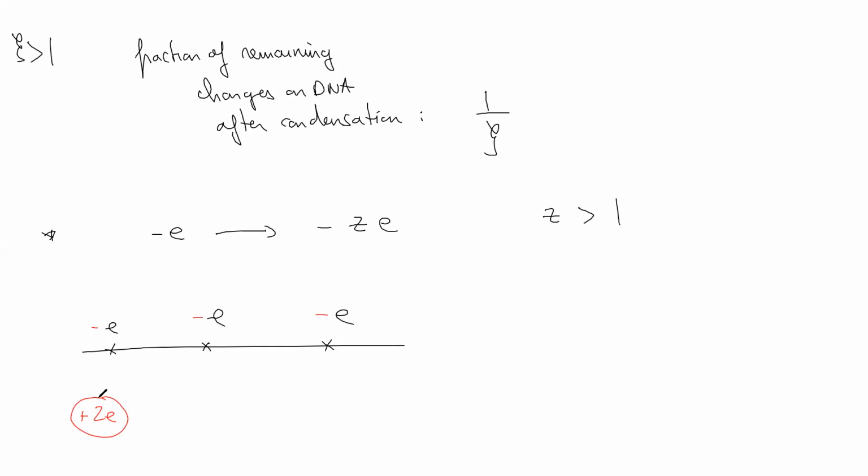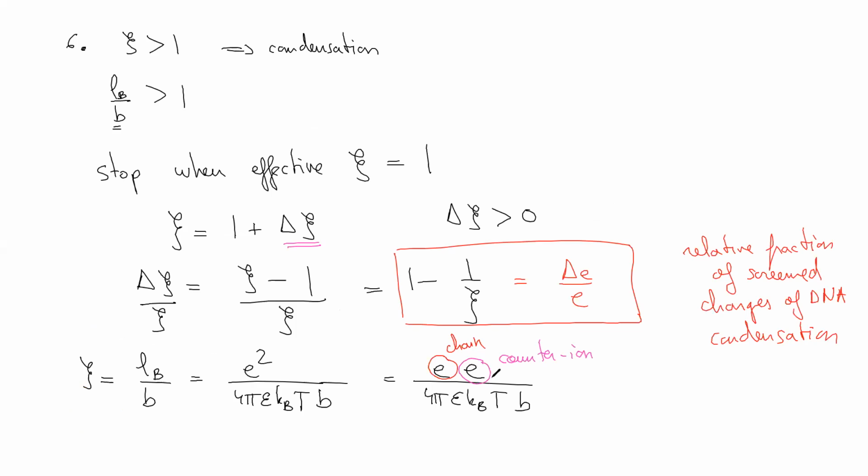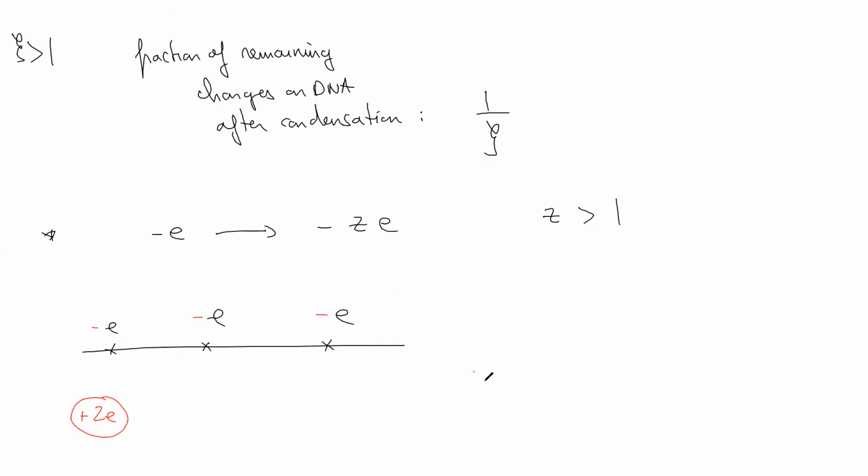And so how is everything changed? Well, remember what we wrote here. The counter ion charge is modified now by a Z in front, which means that Xi becomes Z Xi. And so the remaining fraction of DNA after condensation is becoming 1 over Z Xi. Remaining fraction.